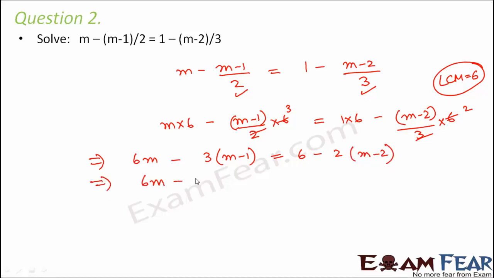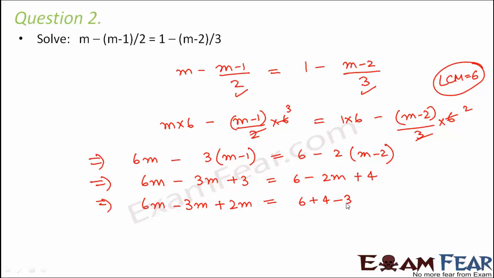So here it becomes 6m minus 3m plus 3 is equal to 6 minus 2m plus 4. Therefore, we will put all the variables on the left hand side, that is 6m minus 3m plus 2m is equal to 6 plus 4 minus 3. So this would be 6 plus 2, 8m minus 3m, that is 5m is equal to 10 minus 3.